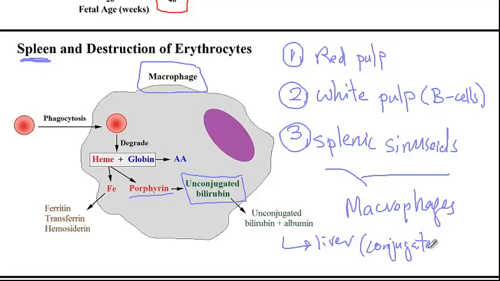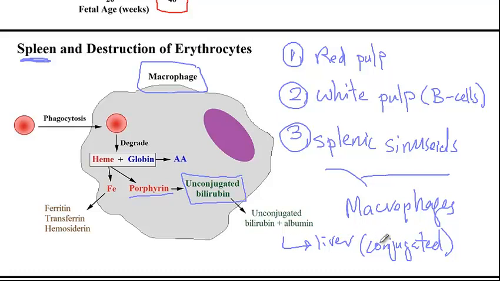So conjugated bilirubin will be formed in the liver, and this conjugated form is now water soluble. And so this water soluble form can be excreted inside the intestine, and from there on it will be excreted in the feces.